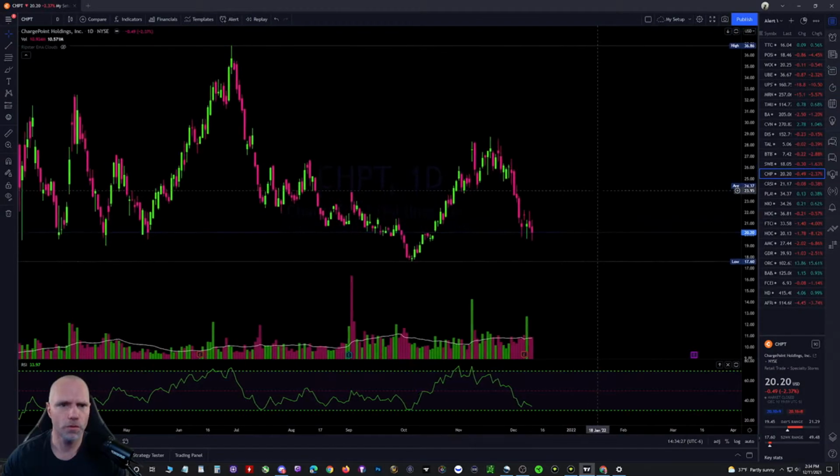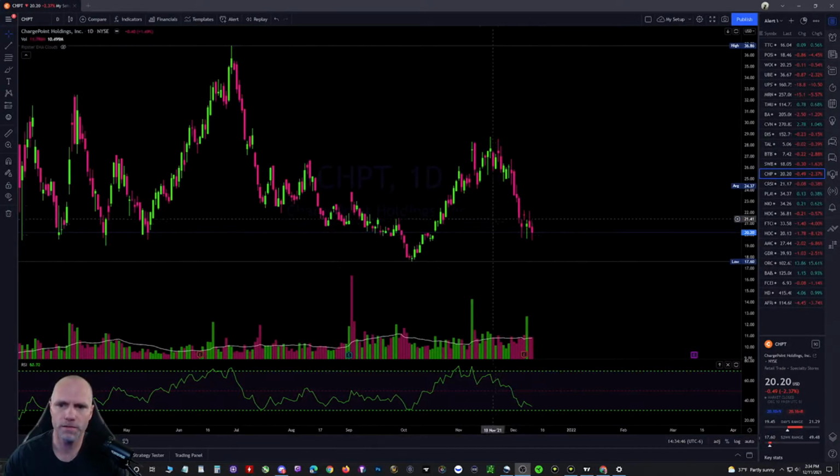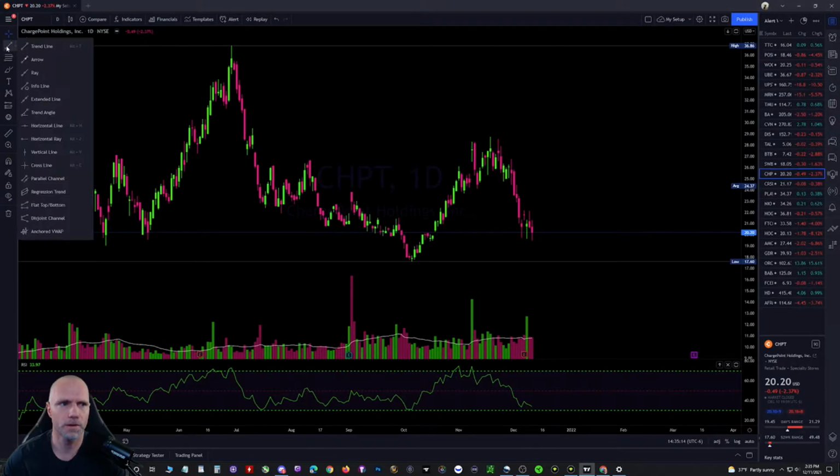So when you're looking for support and resistance, you want to look for spots where a candlestick bounces off of a certain price point several times. Just by looking at this chart here, I can see that the price goes up here and then it rejects around $28 and it's rejected around there several times. So this is a good resistance point. So I'm going to draw that by selecting my horizontal line.